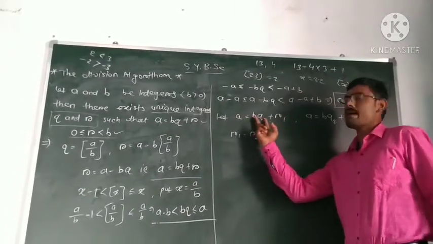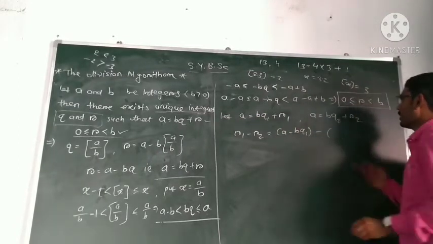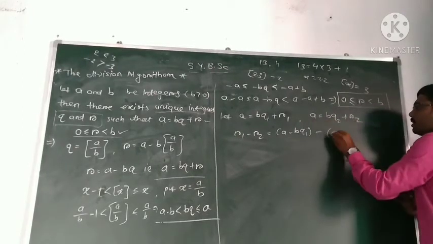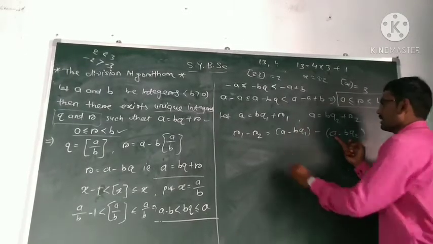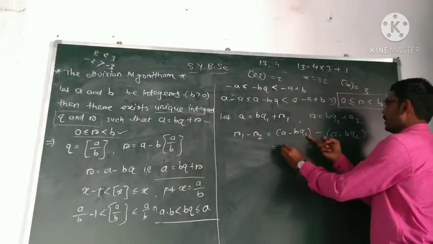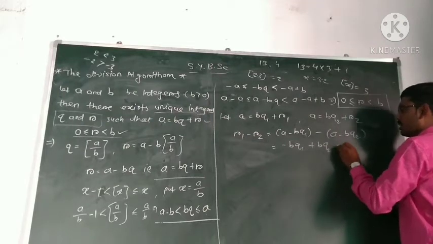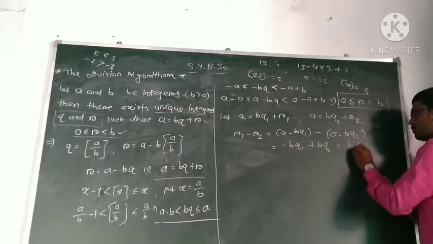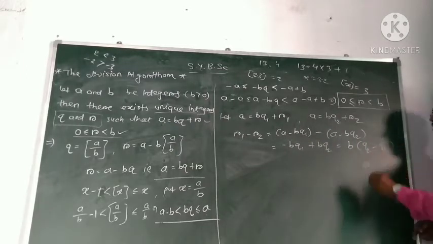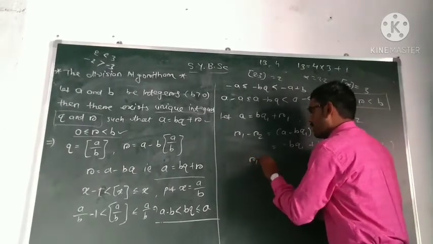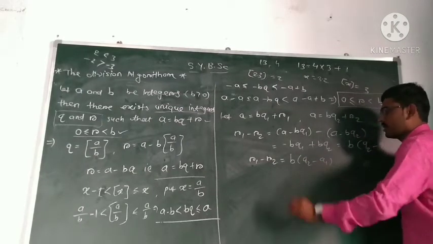The value of R1 is A minus B into Q1, minus R2, where the value of R2 is A minus B into Q2. Now this A and minus A get cancelled. This is equal to minus BQ1, and minus of minus becomes plus, so plus BQ2. Here B is common, so B times Q2 and B times minus Q1. So what we get is R1 minus R2 is equal to B into (Q2 minus Q1).